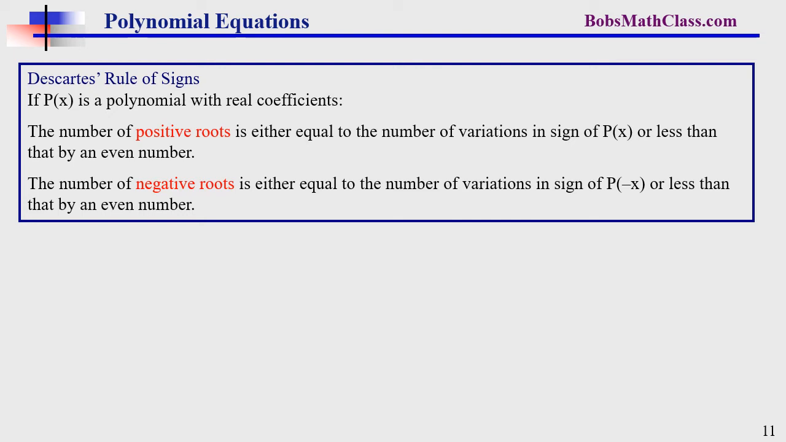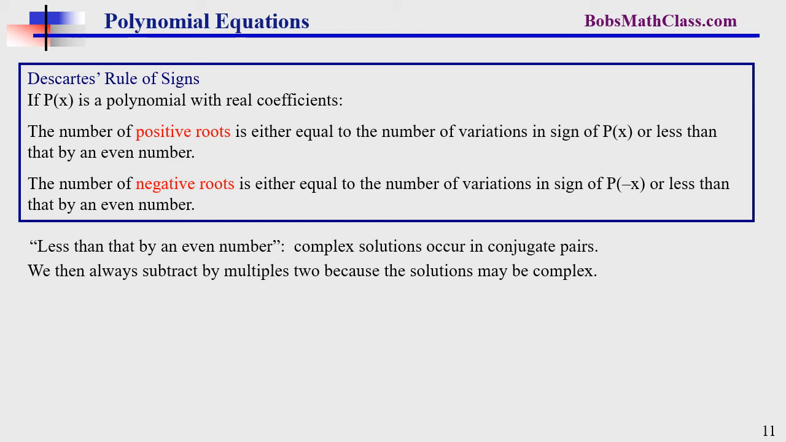The number of negative solutions is either equal to the number of variations in sign of p of negative x or less than that by an even number. I know it's not the greatest rule. It's just something we have to talk about.